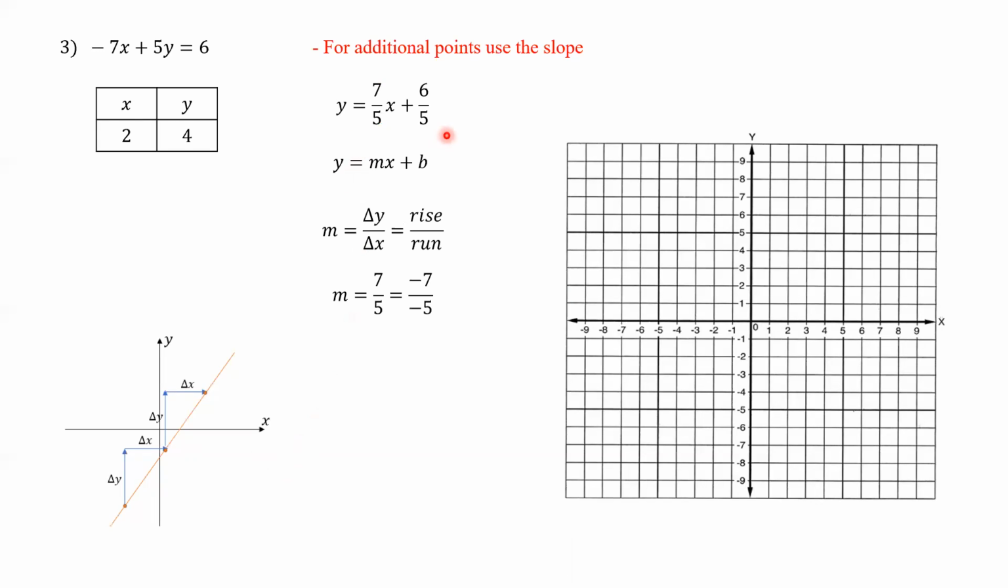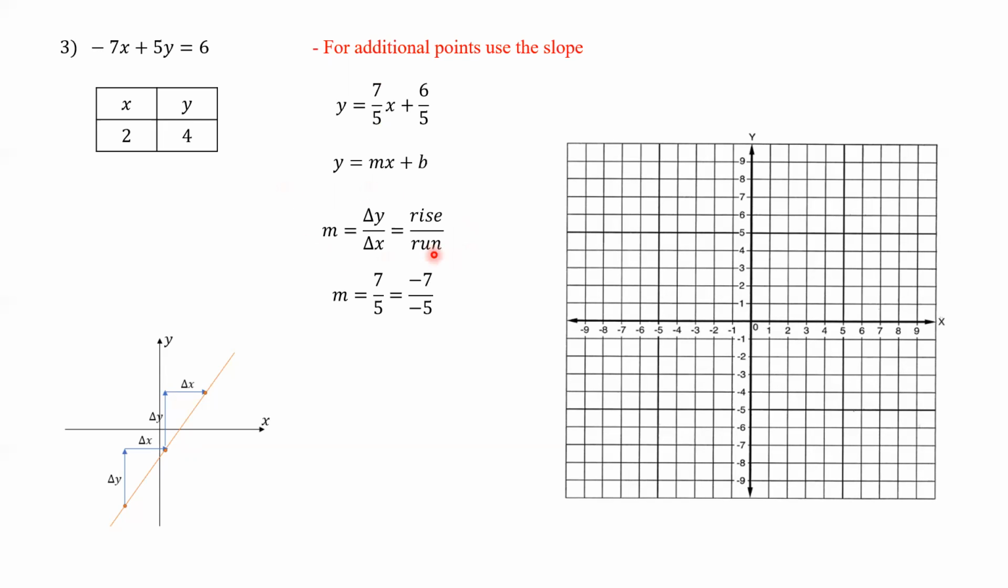So my slope-intercept form, as we said, is 7/5 x plus 6/5. So I can see that the slope is equal to 7/5 and the y-intercept is equal to 6/5. A few words about the slope and how I can use the slope for graphing. Slope is equal to the ratio of delta y over delta x, which is rise over run.